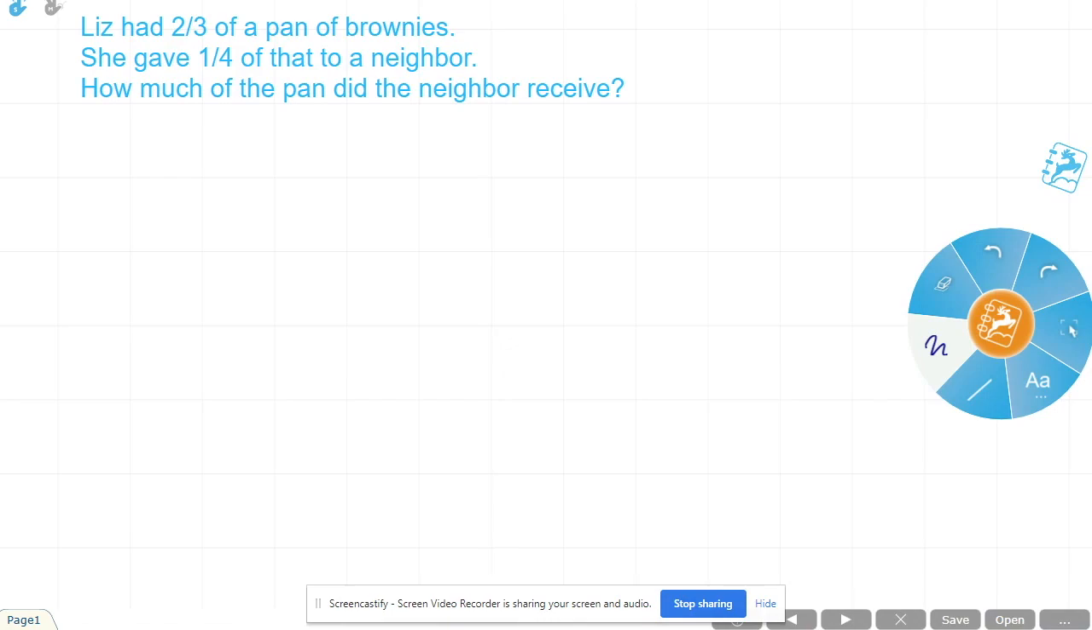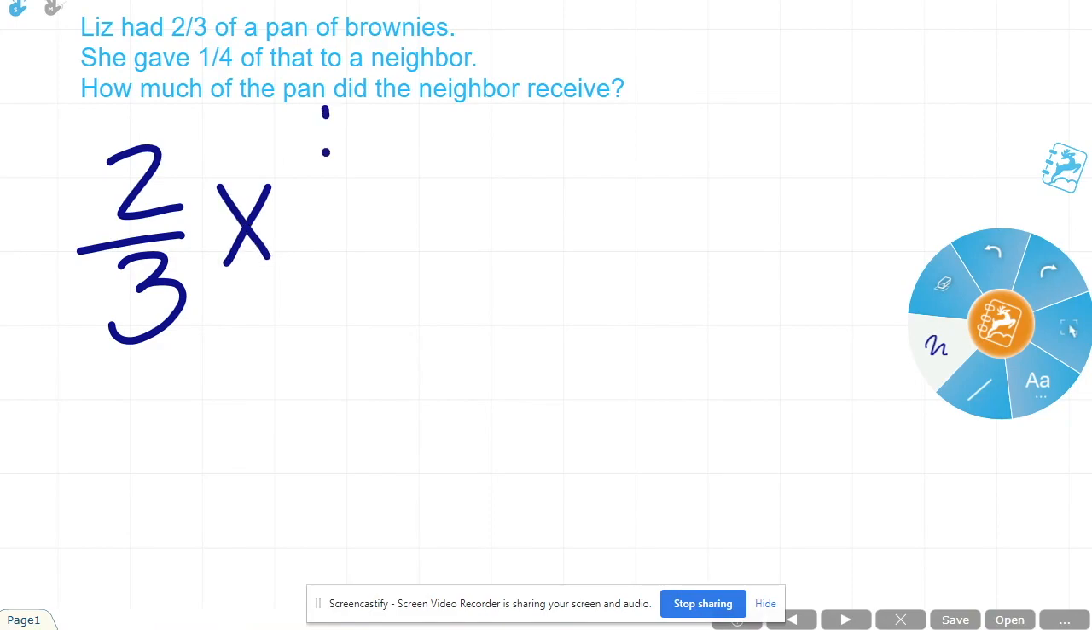The multiplying fractions problem solving slides. So it says Liz had 2/3 of a pan of brownies. She gave 1/4 of that to a neighbor. How much of the pan did the neighbor receive? So we're going to look at this problem as an area model because we're multiplying 2/3 times 1/4.